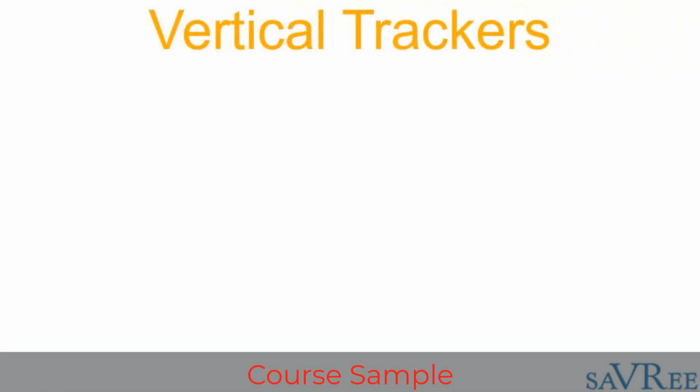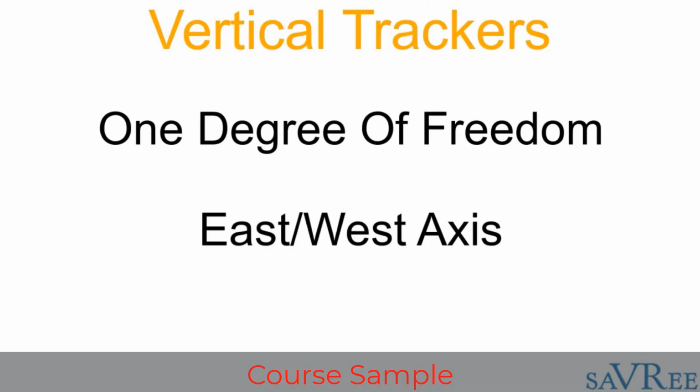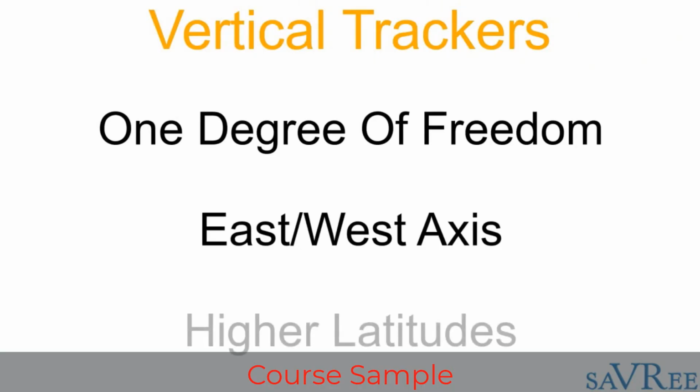The vertical solar tracker also has 1 degree of freedom, and it will move on an axis of rotation from east to west. Vertical solar trackers are better suited to higher latitudes.